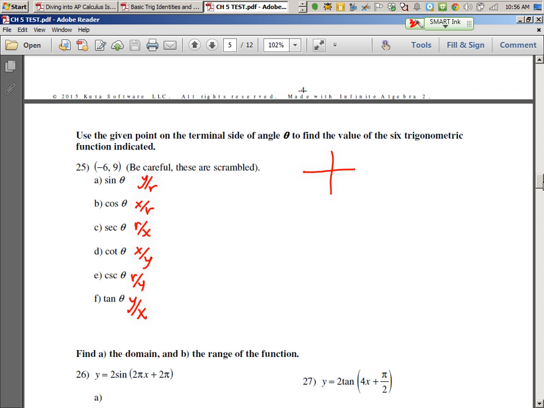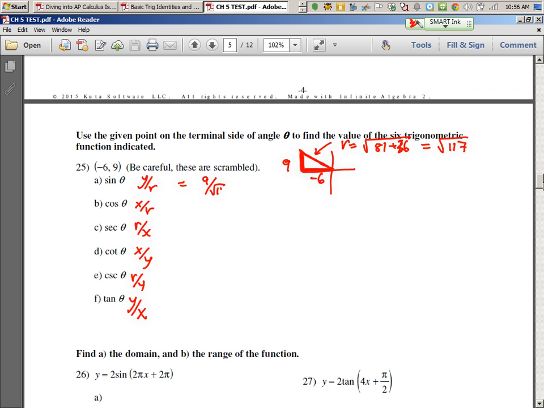Looks like we're going to need to know r, so negative 6 is my x, 9 is my y, figure not drawn to scale. I think I need that radius. Okay, so the radius is going to be the square root of 81 plus 36, which is the square root of 117. Awkward. Okay, but that's r, and so I can just run through here now.